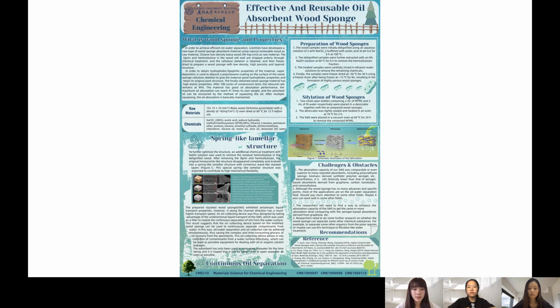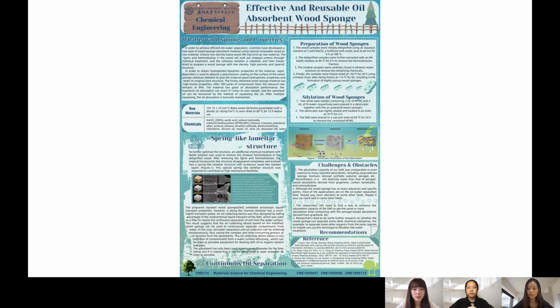First, choose a 15 x 15 x 10 cubic millimeter balsa wood with a density of 92 milligrams per cubic millimeter and oven-dried at 18 degrees Celsius for 12 hours before use. Then selectively remove lignin and hemicellulose with chemical treatment to break the thin cell walls of natural wood, which leads to a lamellar structure with a wave-like stacked layer upon freeze drying.